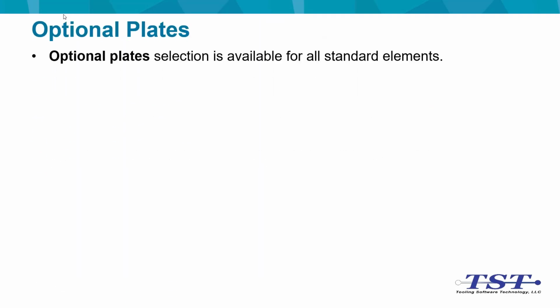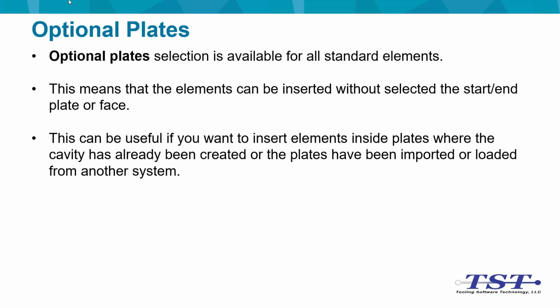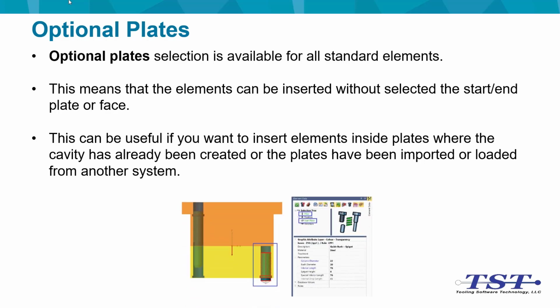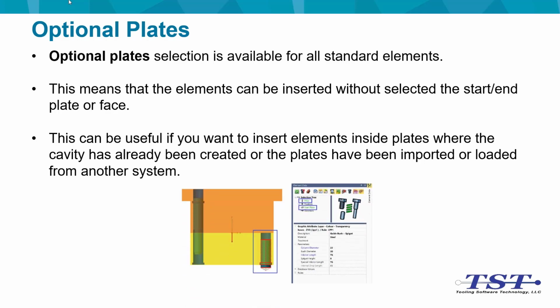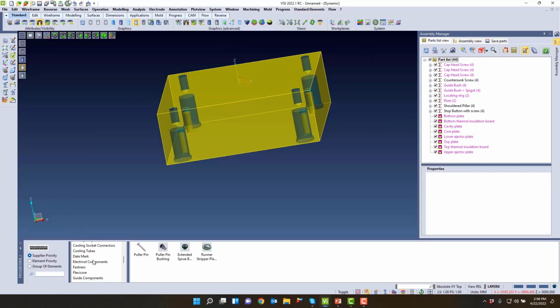Optional plates. You now have the ability to create a component without actually having to select a block. So if there's existing cavities, for example, you have an imported file with existing cavities, you now have the ability to create your components without actually selecting the plates. You just choose an application point. You could change the sizes of these components on the fly if needed. So it's optional if you have to pick the plate or not. So here's just a quick video example of that as well.